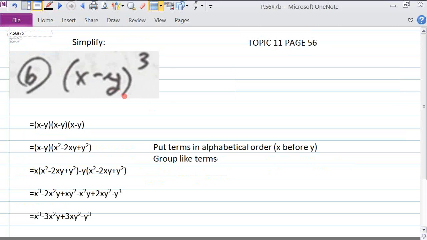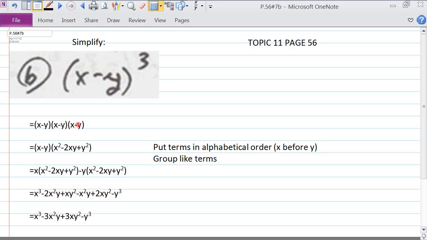Now, when we have x minus y cubed, this is telling us to multiply x minus y times itself 3 times. So x minus y cubed gives us this. Now what we're going to do is combine these two terms here, multiplying them using the FOIL method, and then afterwards multiply it by this. So I'm going to leave this right here, x minus y, and then I'm going to multiply it.